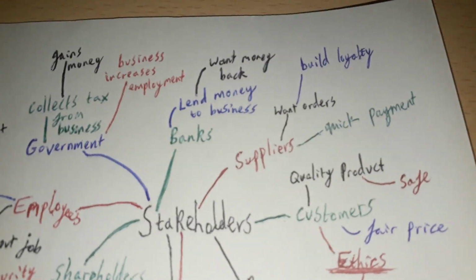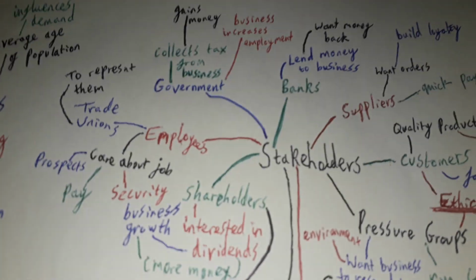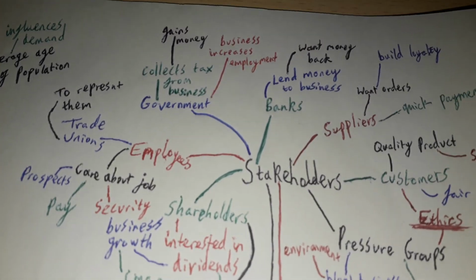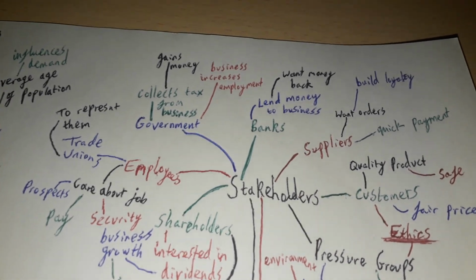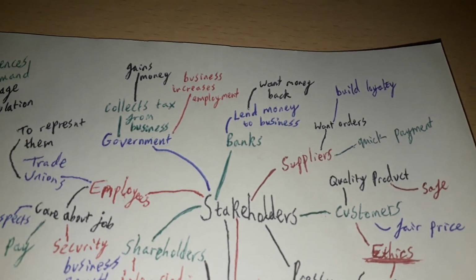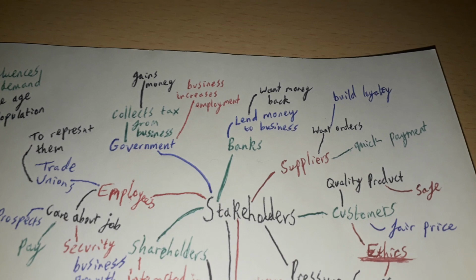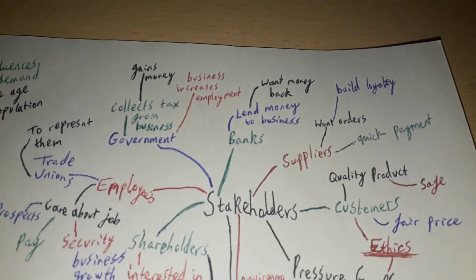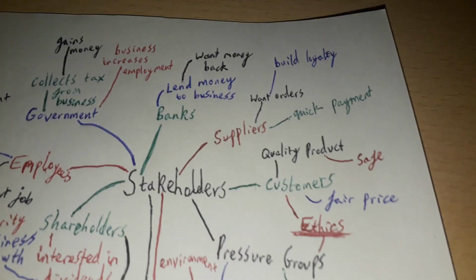The next stakeholder is the government. The government collects tax from businesses, so they gain money from businesses. So they want business to go well, so they get a lot of tax from them. Also, businesses increase the employment of a certain area, so the government wants them to thrive, so the people are working.